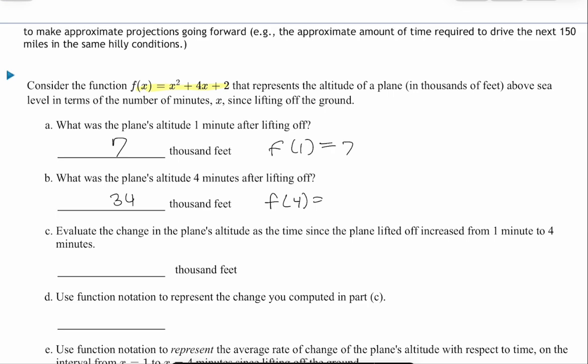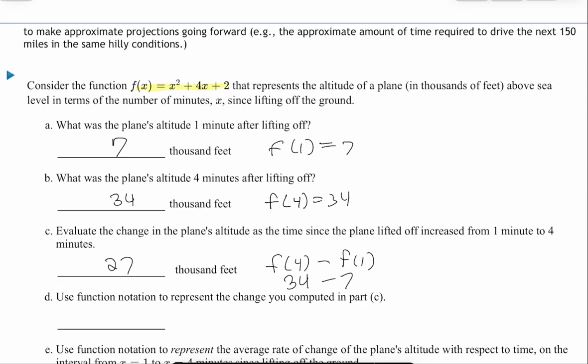What is the change in the plane's altitude as the time since the plane lifted off increased from 1 to 4? So it's just whatever you get at 4 minus whatever you get at 1. My particular numbers were 34 and 7. So you're just going to subtract what you got in A and B. It's B's value, the ending, minus A's value, the beginning. So I don't know what yours is, but 34 minus 7 for me is 27. And it's a positive because it has increased, at least for me, okay?